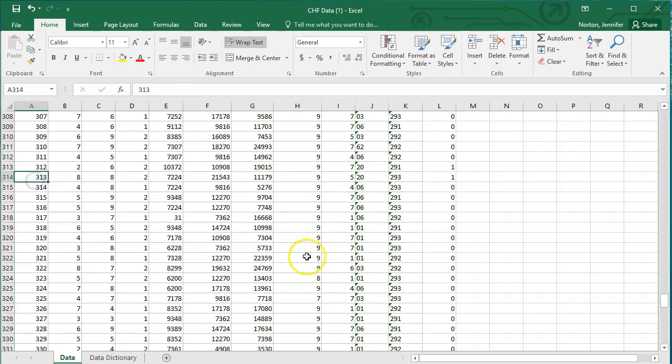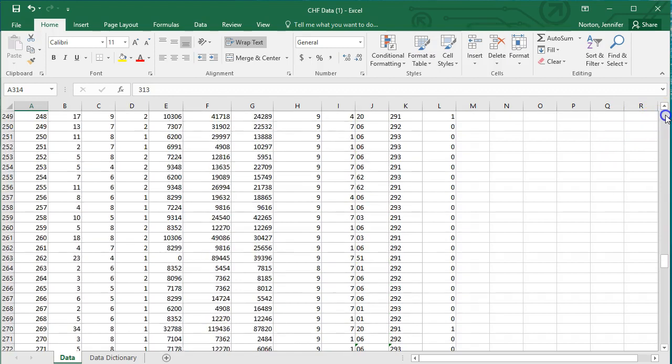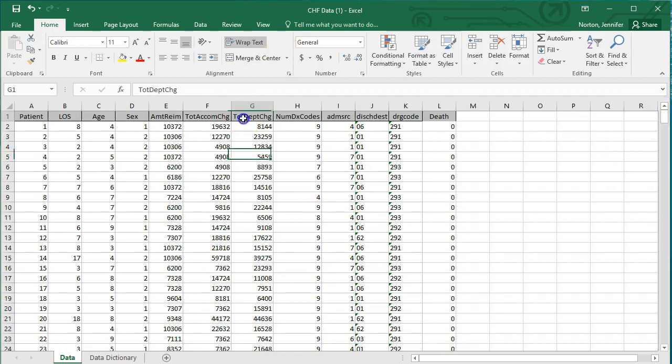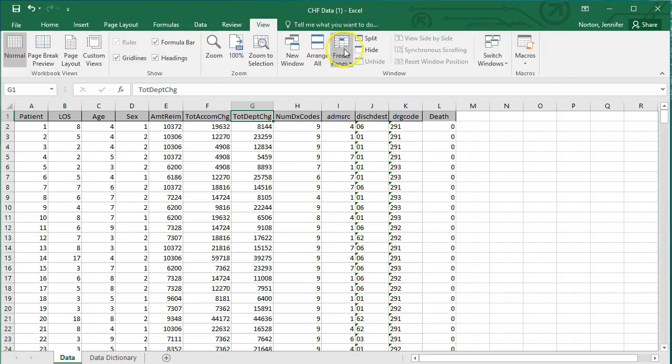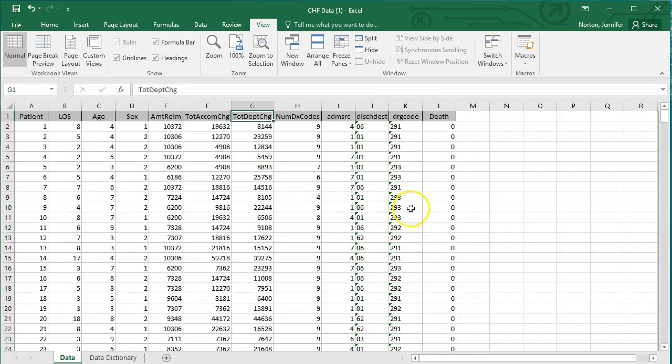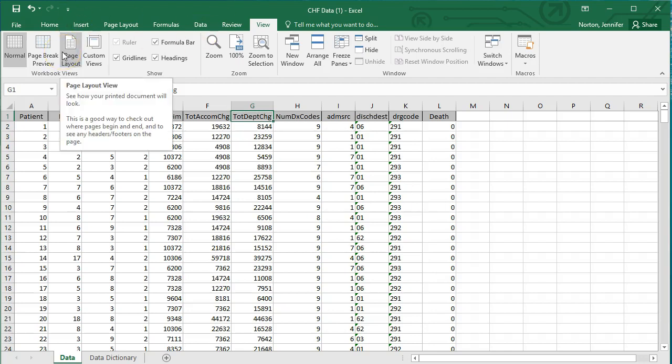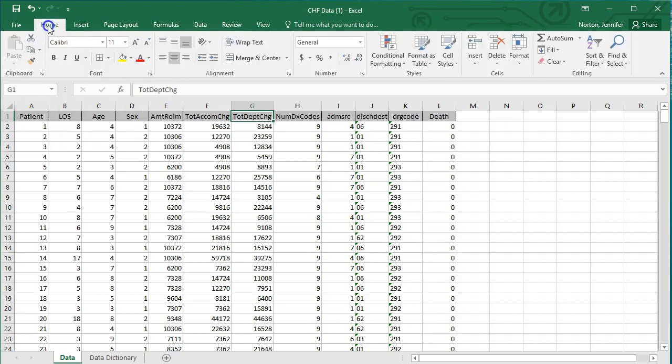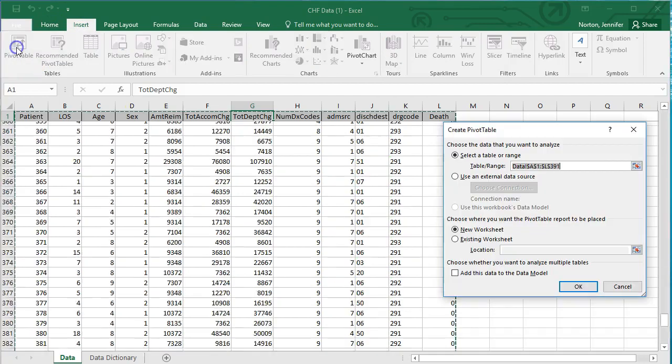Okay, so for our entire data set, and again, I should have frozen that top row. View, freeze panes, freeze top row, and that way as I scroll down through my data set, it keeps that top row intact. Okay, so now what we need to do is separate that information out. So we're going to do that by creating a pivot table. And we're going to insert pivot table.